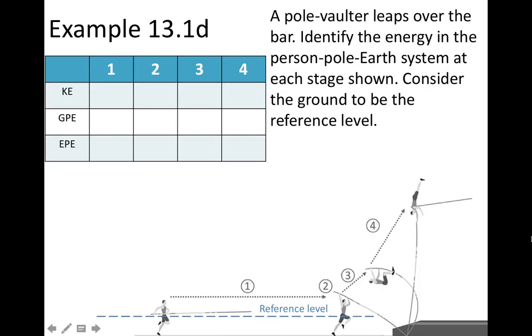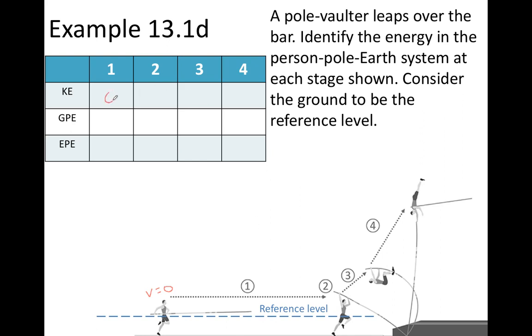And finally, for our last example, we have a pole vaulter leaping over a bar. And again, we're going to identify the energy, this time in the person pole Earth system. And here we have 4 different stages. So we're going to consider the ground to be our reference level. And when we identify the energy, we need to figure out if he's moving. I'm going to assume that the pole vaulter starts from rest.